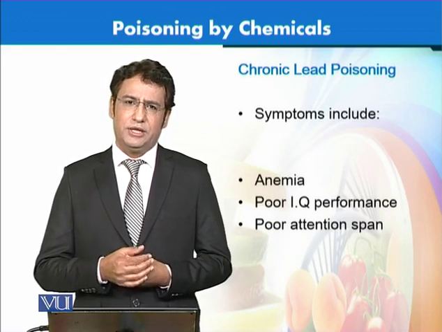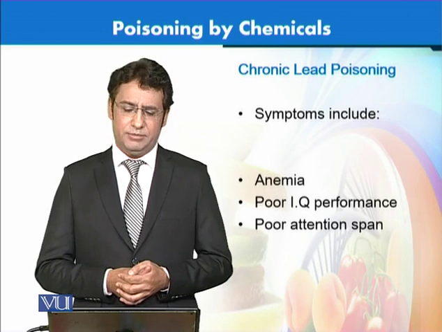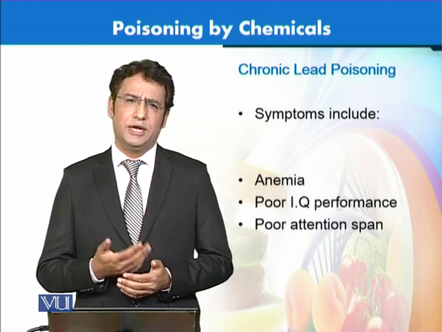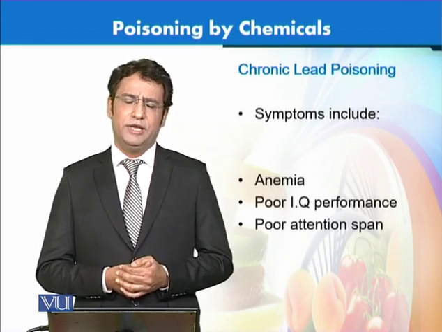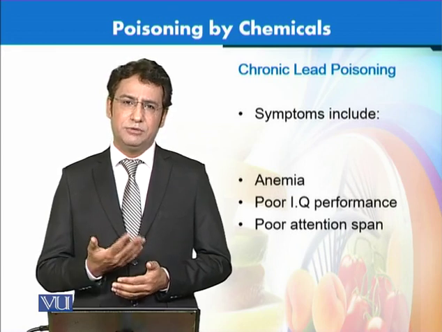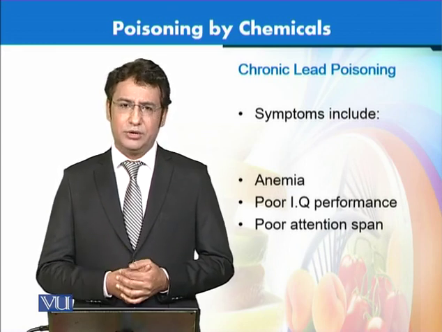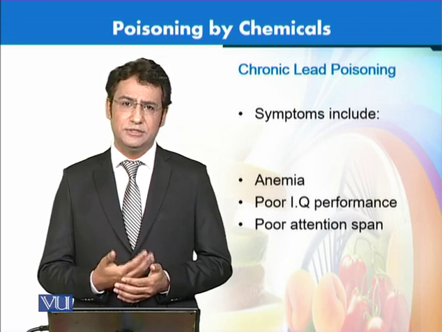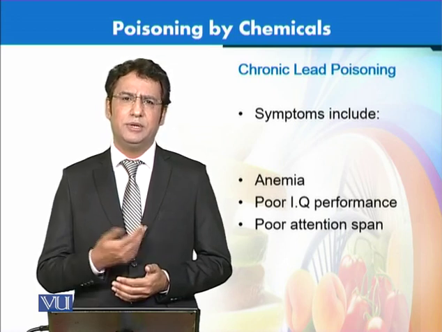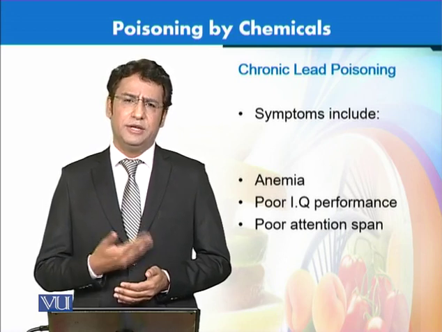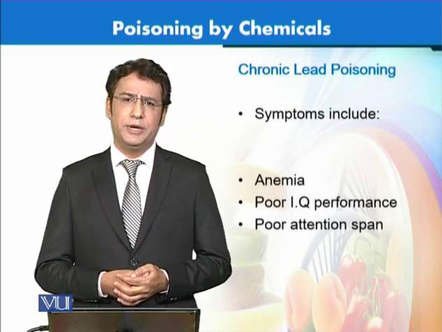If they consume lead for a longer time, they might develop this condition, chronic lead poisoning. In the case of chronic lead poisoning, they might show different symptoms. For example, anemia is one symptom that is due to chronic lead poisoning. Poor IQ performance, especially for kids who don't show much intelligence, it is possible that they might be having this chronic lead poisoning. And another issue is the poor attention span.